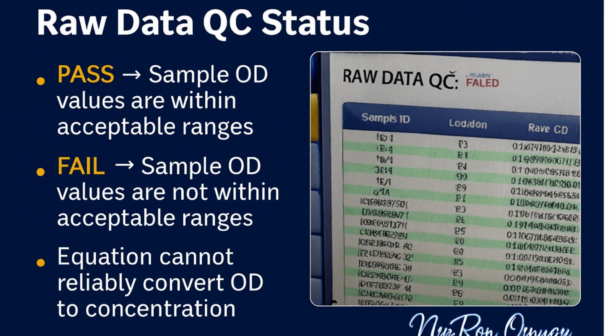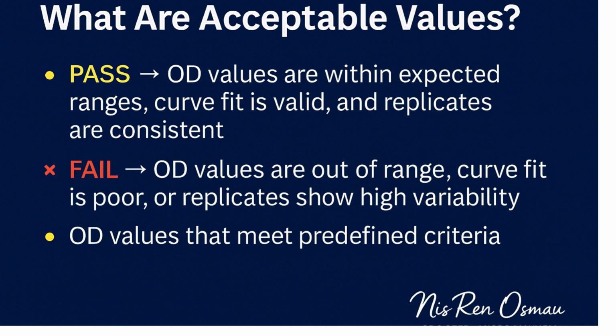In slide 7, raw data and QC status. Okay. Now, QC checks whether OD values fall within the expected range. A pass means the data is usable. A fail means the OD values are out of range, inconsistent, or saturated, making the curve fit invalid.